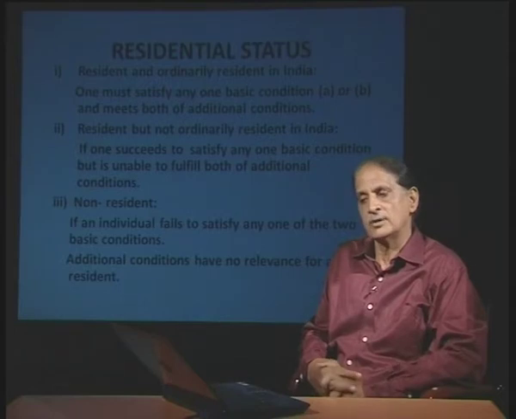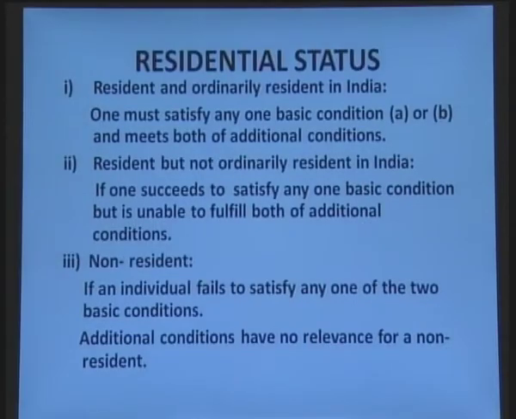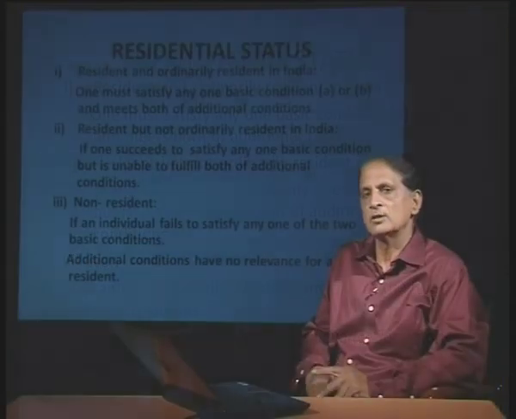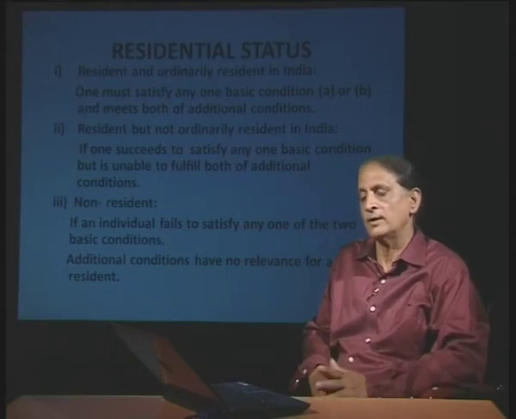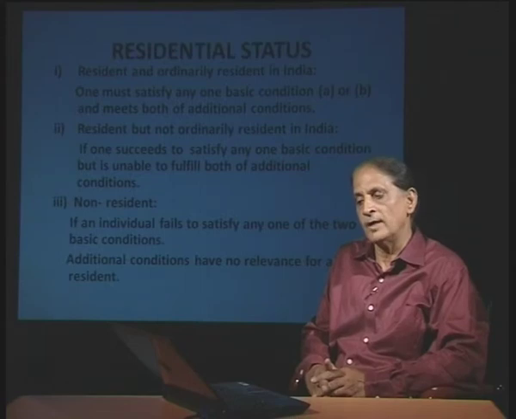So far as an individual is concerned, he is considered as resident and ordinarily resident in India only when the person is in a position to satisfy any one of the basic conditions, and at the same time he fulfills both of the additional conditions. But he is regarded as resident but not ordinarily resident in India if he succeeds in satisfying only one basic condition, but is unable to satisfy both of the additional conditions. But an individual is regarded as non-resident in the previous year for calculating taxable income and his tax liability as well, if he is not in a position to satisfy any of the two basic conditions. In that case, it is irrelevant to verify whether an individual is in a position to satisfy both of the additional conditions or not.